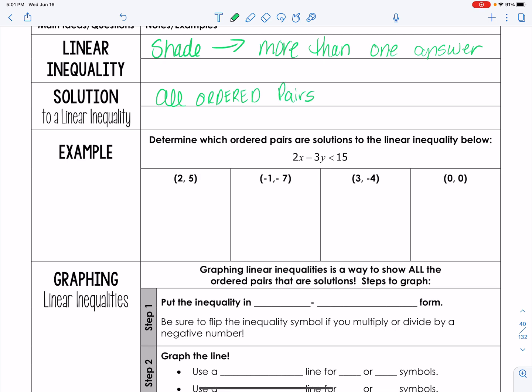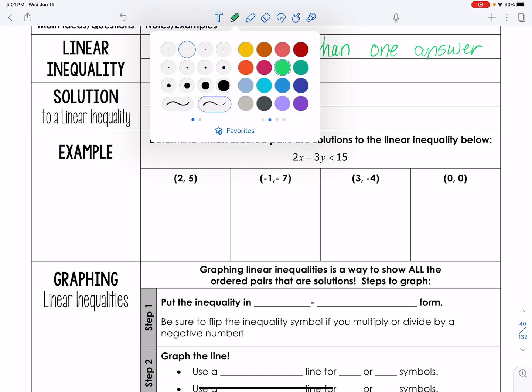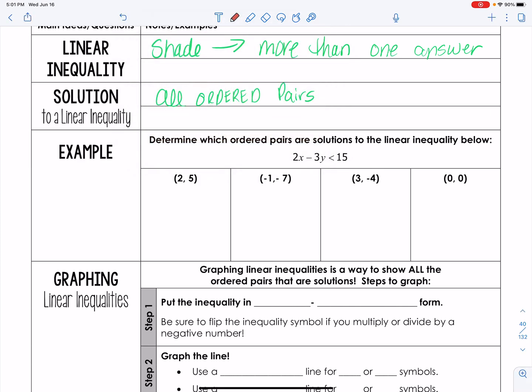Okay, so if you look at the first one, they're asking you to take 2 and put it in for x, so 2 times 2, minus 3 and put 5 in for y, and they want to know if this is part of the solution. So this is 4, and this is 15, and so is a negative 11 less than 15? The answer is yes. Okay, and I'm not going to do all of these. Let's just go ahead and do the third one.